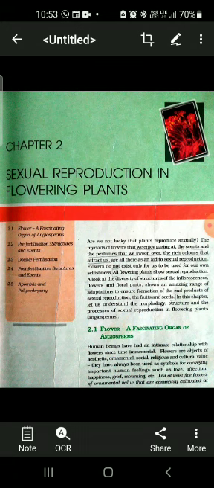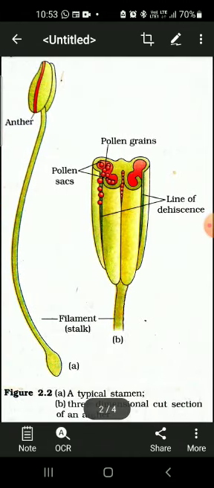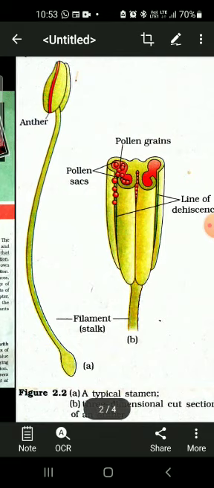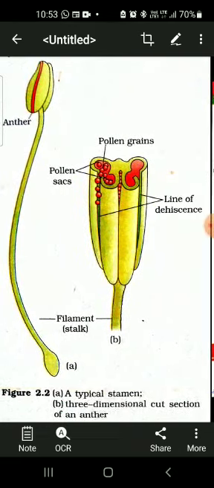And here on page number 20 you can see the vertical section of the flower, and this flower is showing different floral parts. Out of all these parts, the two most important ones as far as sexual reproduction is concerned are the stamen and carpel. Stamen has a pocket-like structure at the top, and you can see this structure in the diagram, figure number 2.2.